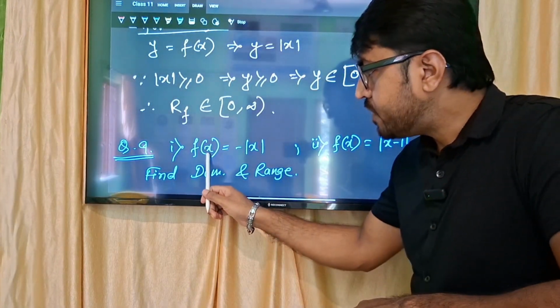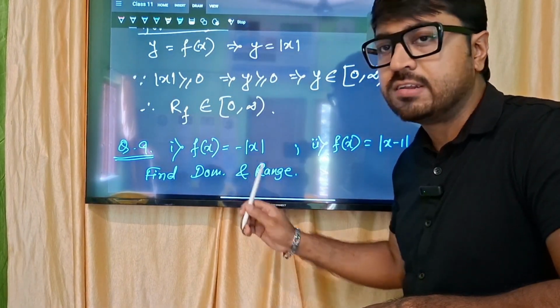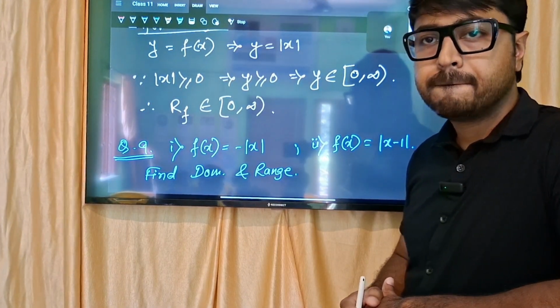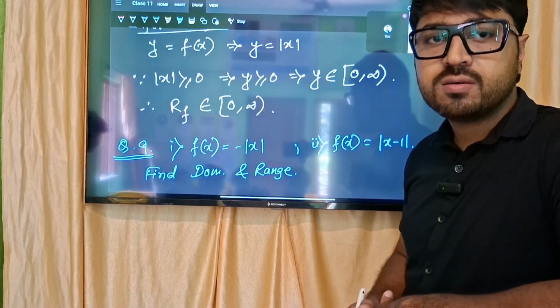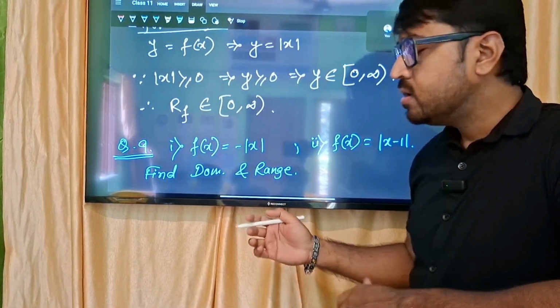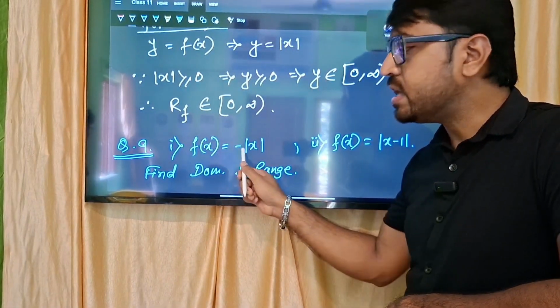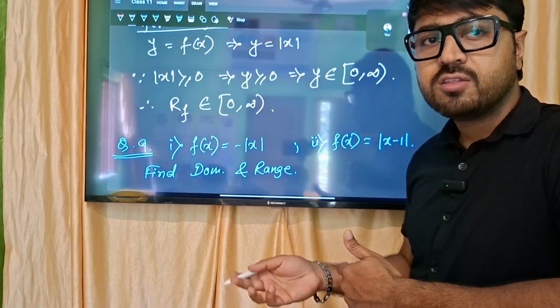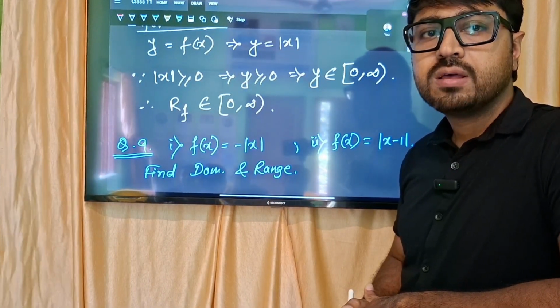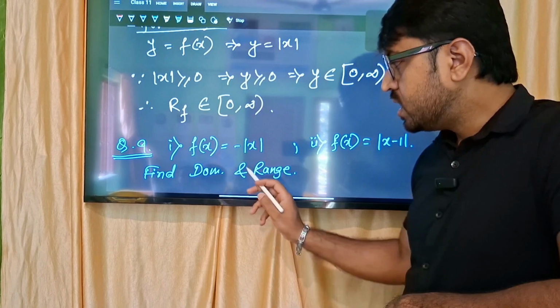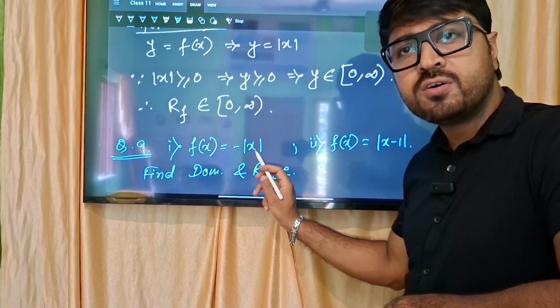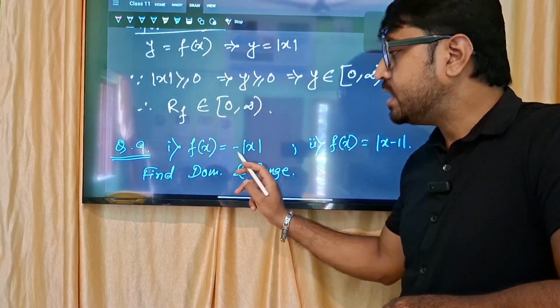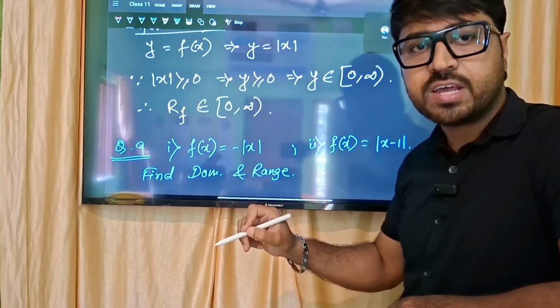Arman বল. If f(x) equals minus mod x, what will be the domain of it? Domain means what? Real number. So if x is real number, then what will be f(x)? f(x) is the y. So y কত হবে? Mod x is always greater than equal to 0. So mod x is always positive, but it is negative number. That means negative real number.